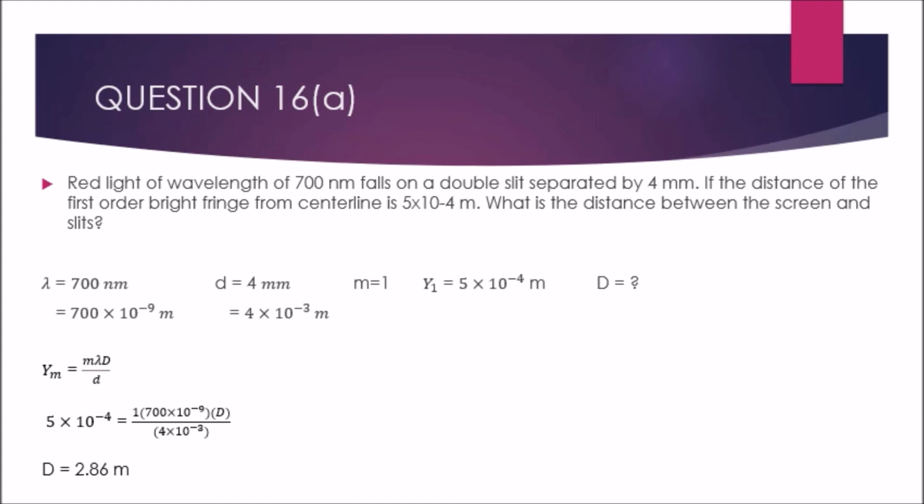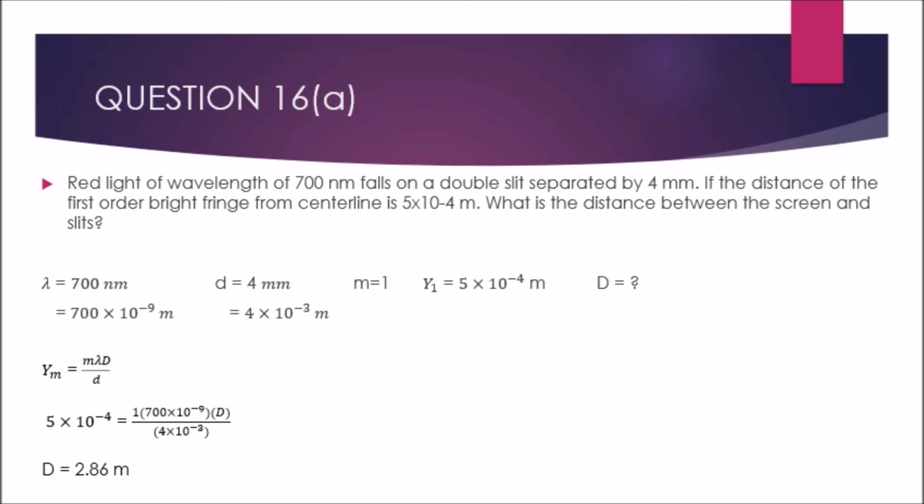Next, we will find small d equals 4 millimeter, and we will convert it to meter unit and it will be 4 times 10 to the power of negative 3 meter. And then we will find m equals 1 because it is the first order bright fringe. And then we will find y1 equals 5 times 10 to the power of negative 4 meter. So what we need to find is the capital D.